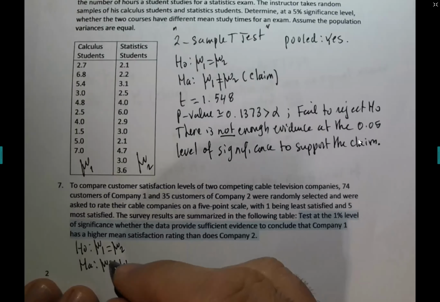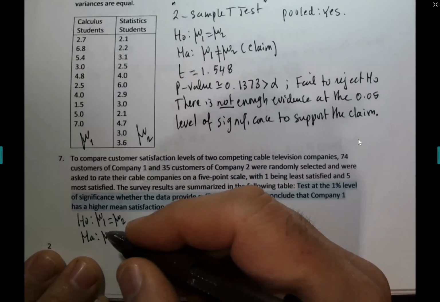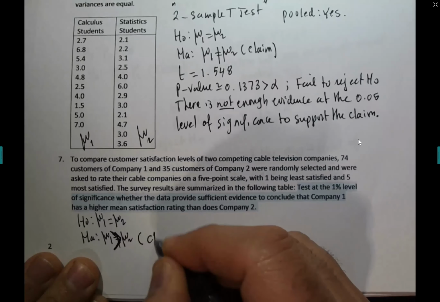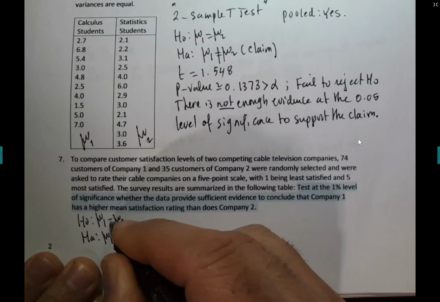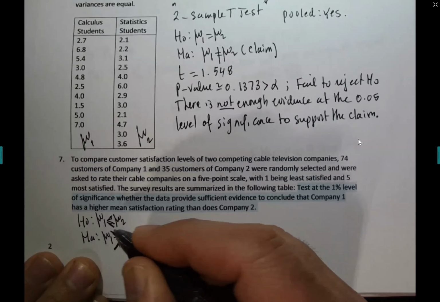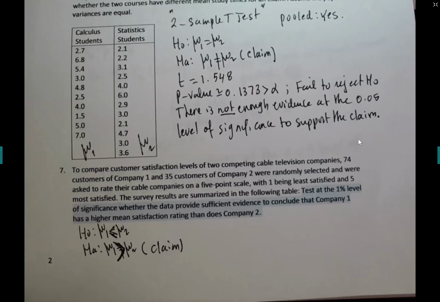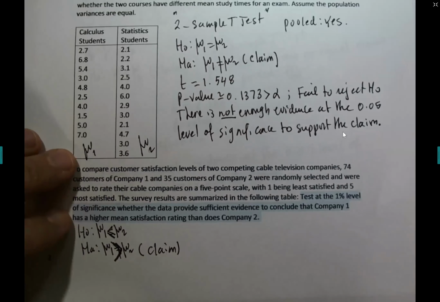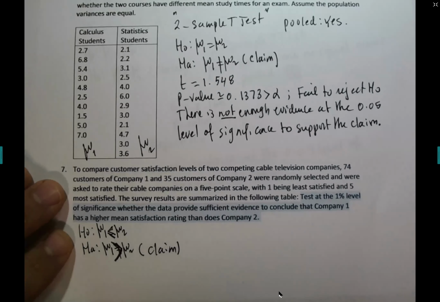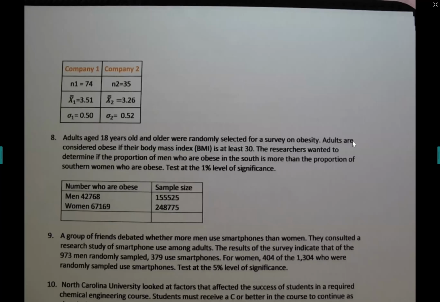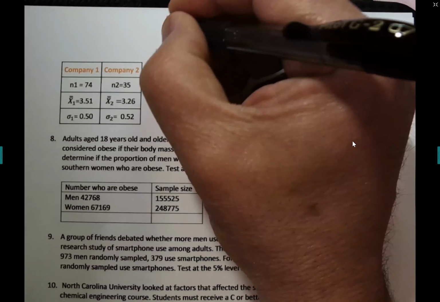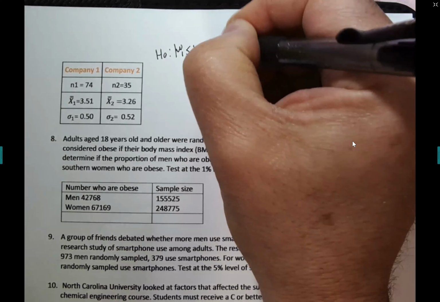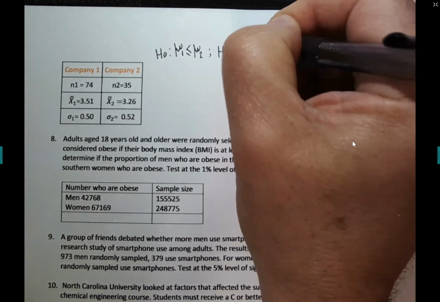So would you guys agree with me if I switch this to greater than, because it says higher satisfaction rate, and that will be less than or equal to. That should be the null and the alternative hypothesis. And let's see what the data has here. Okay, guys, so we have H0: mu1 is less than or equal to mu2, and we have HA: mu1 is greater than mu2, and that's the claim.